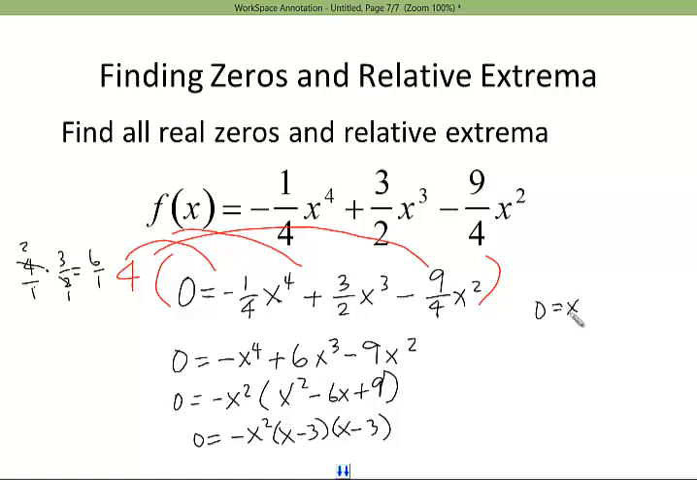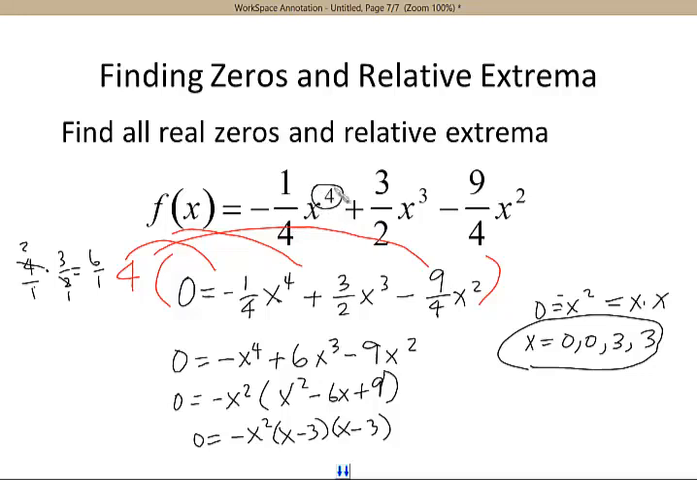0 is equal to x squared. Negative x squared or x squared doesn't matter because you're going to divide both sides by negative. That's gone anyway. So now two of my zeros are going to be 0 and 0 for both of these. Because remember, this is x times x. I get a 0 for this one and a 0 for that one. And I get 2 3's, positive 3's. So there are my 4 roots for this.